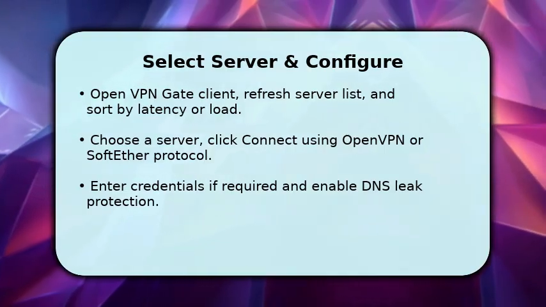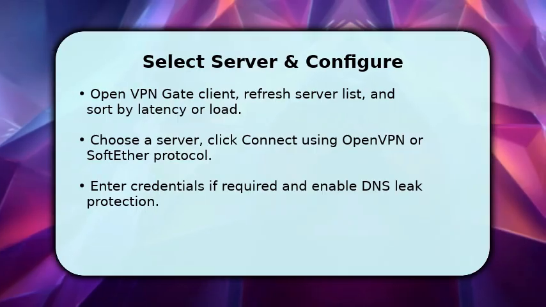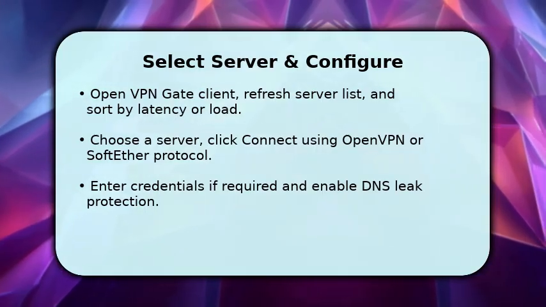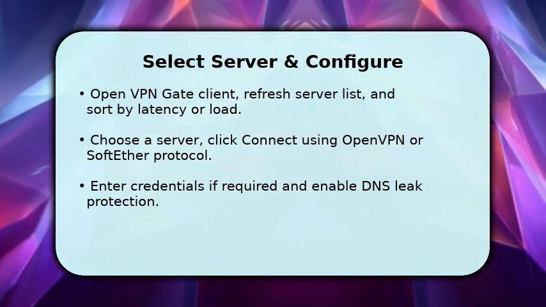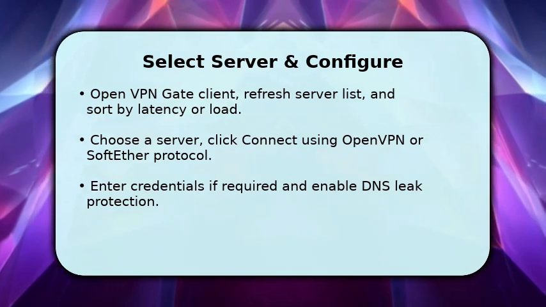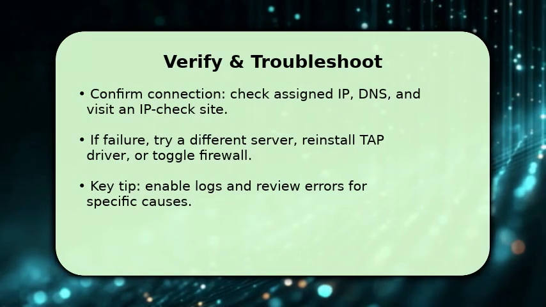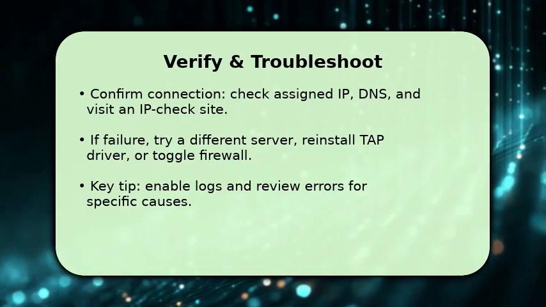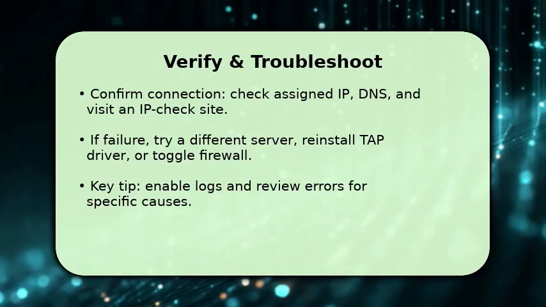Make sure to enable DNS leak protection and the kill switch if available, because these settings preserve privacy during network change. You finish by verifying the connection. Check your new IP and DNS settings, and visit an IP check page to confirm traffic routes through the VPN.